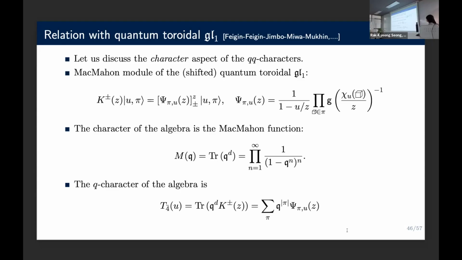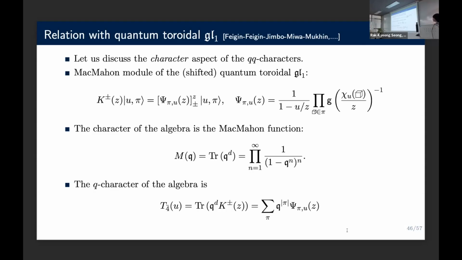So let me briefly explain this. You start from a quantum toroidal algebra, and we have a nice MacMahon module here, and the charge function takes the form like this. But I'm being loose. Here it is actually shifted quantum toroidal, but it doesn't really matter. The expansion in modes will differ, but at the end it's just the same.